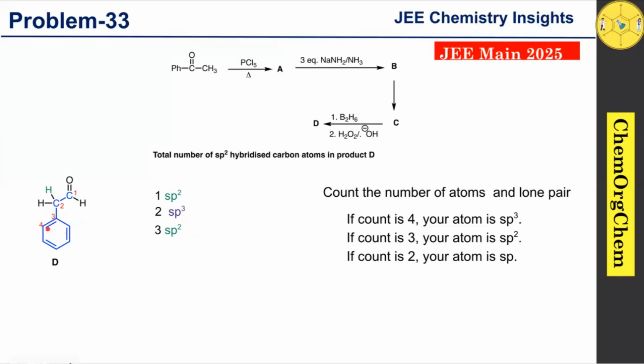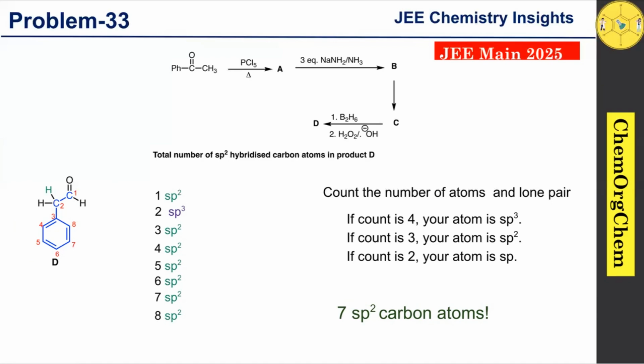In the case of the fourth carbon, there are 2 carbon atoms and 1 hydrogen atom around this carbon atom. Therefore, the count is 3, and 3 means sp2 hybridized carbon. Similarly for the 5th, 6th, 7th, and 8th, all these cases contain sp2 hybridized carbons. As per this, there are 7 sp2 carbon atoms present in our final product D.